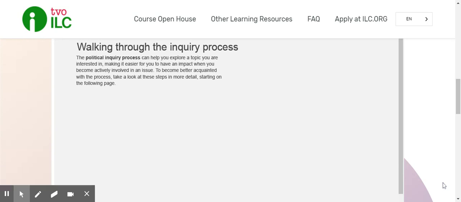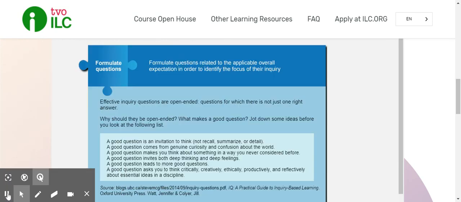Let's take a look at the inquiry process in a little more detail. So we'll start by looking at asking good questions. So formulating questions. Effective inquiry questions are open-ended, questions for which there is not just one right answer. Well, here are some tips to making a good inquiry question.